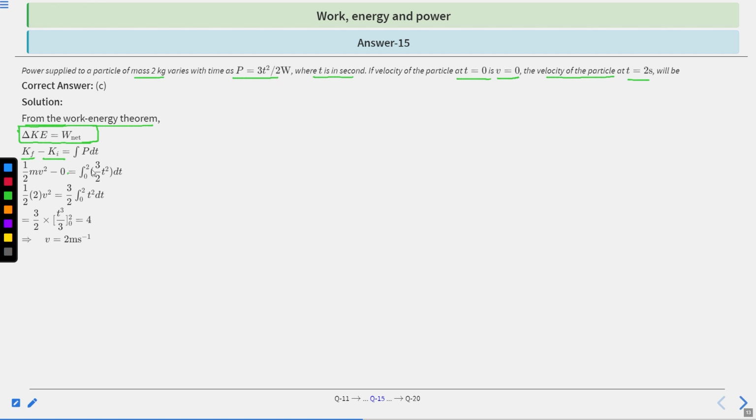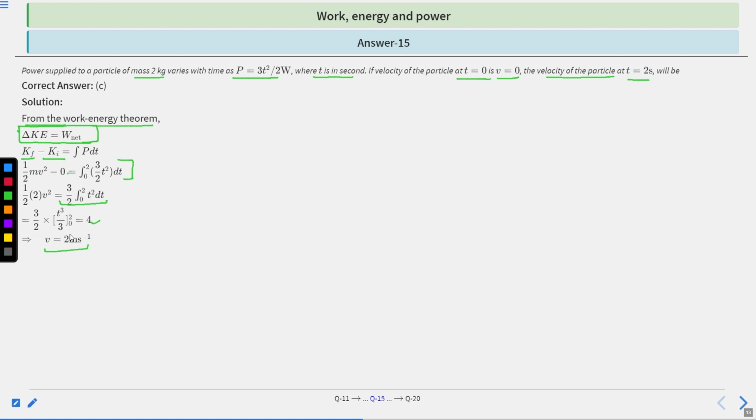Putting this P in this equation, integration 0 to 2 of 3 by 2 t square dt, and solving this equation you will get half 2 v square equal to 3 by 2 integration 0 to 2 t square dt, and solving this integration term you will get 4. So v square equal to 4, so v equal to 2 meter per second.